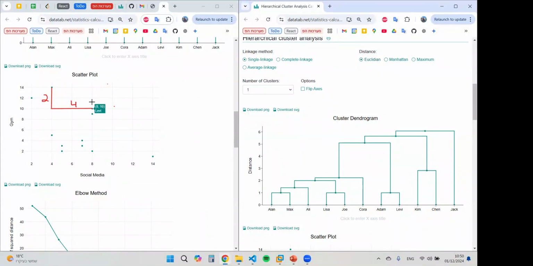But we use Euclidean, which, as we saw earlier, is just a line. It's going to be like this, the distance directly.